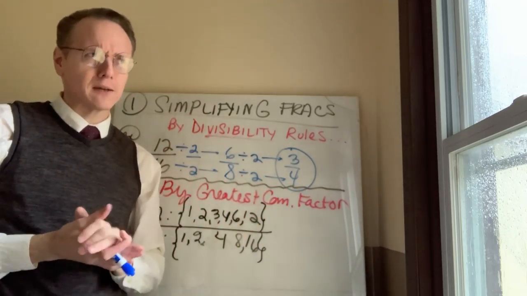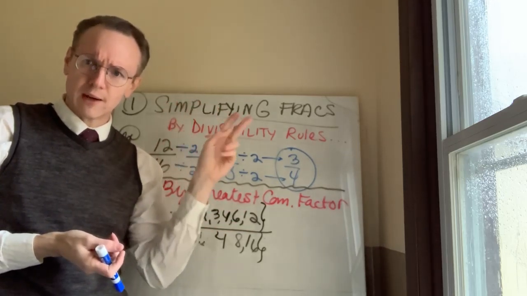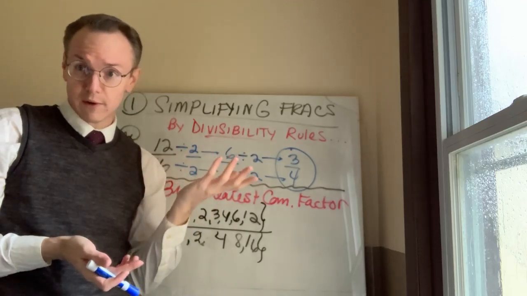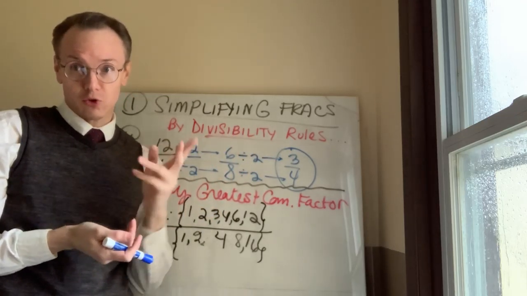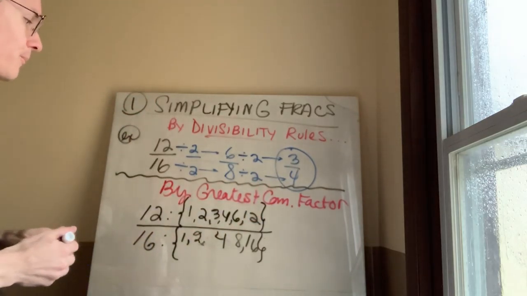But I mean, like a number like 96, right? It's even, so you know it's got to be 2 times something. If you divided 96 by 2, whatever that quotient is, the other factor would be 48, right?